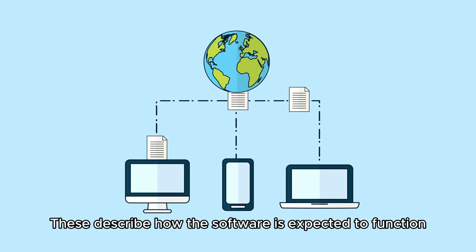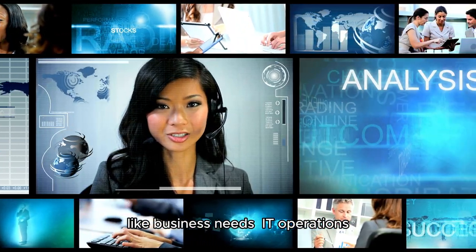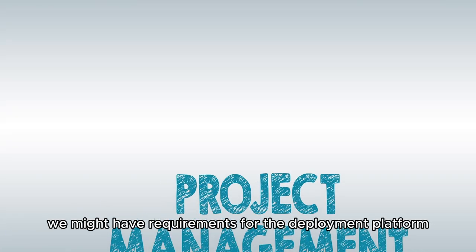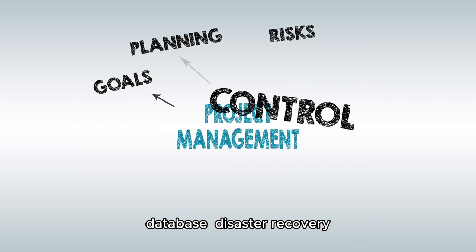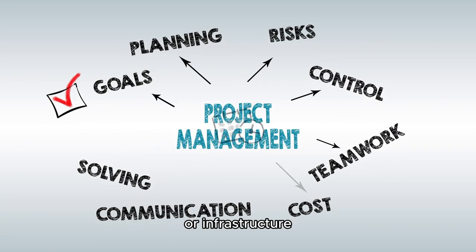Next, we have functional requirements. These describe how the software is expected to function. They can come from various sources, like business needs, IT operations, or security standards. For instance, we might have requirements for the deployment platform, database, disaster recovery, and business continuity planning, or infrastructure.